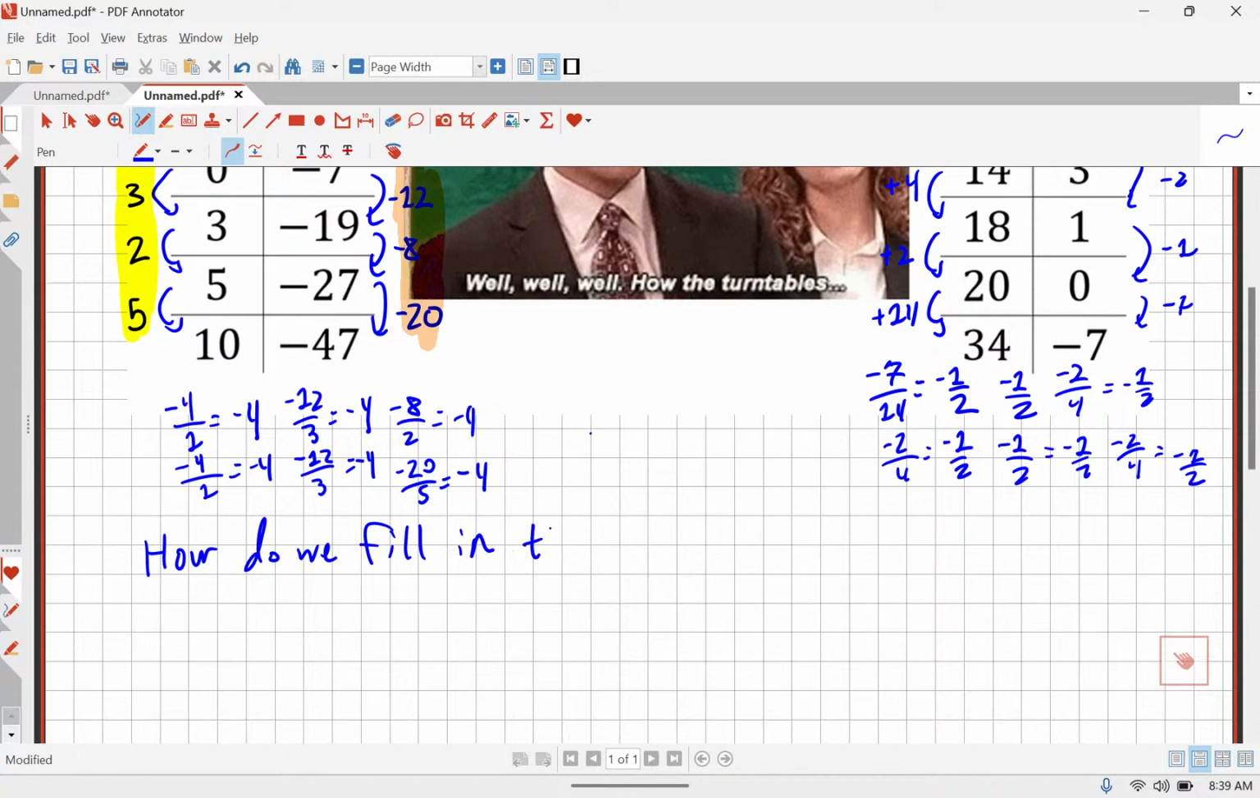Yeah, how do we fill in the blanks of a table to keep it linear?